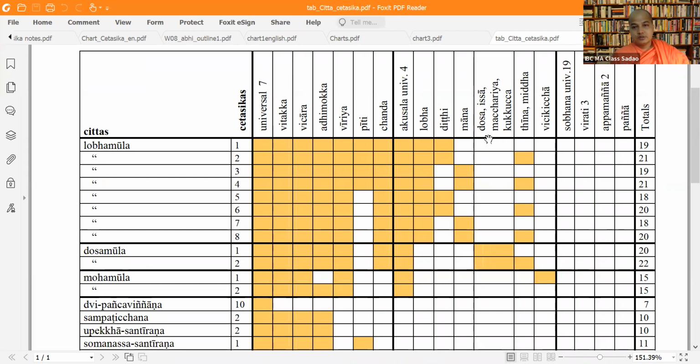And you have Dosa, Issa, Macchariya, Kukkucca, these two dosamula chittas. Thina and Middha, the 5 chittas, and Vicikiccha in 1 chitta. So akusala chetasikas only arise in akusala chittas in different numbers.